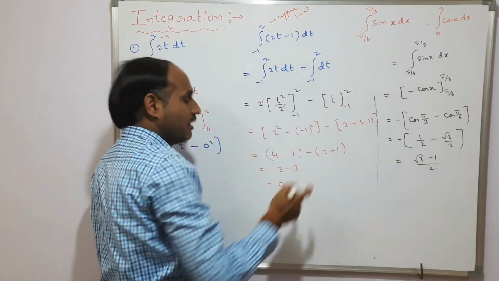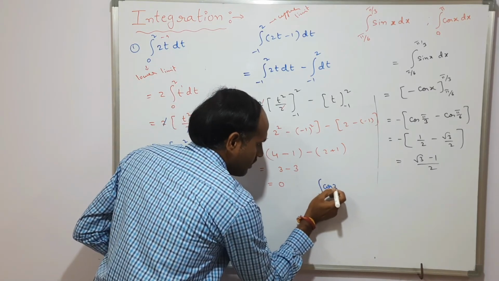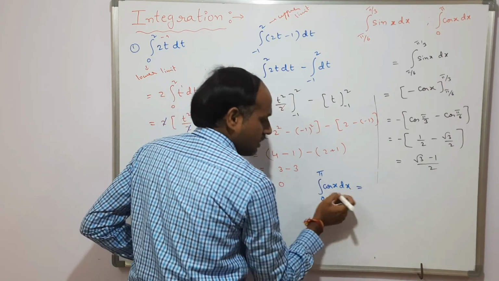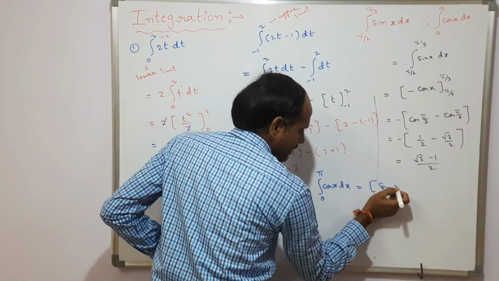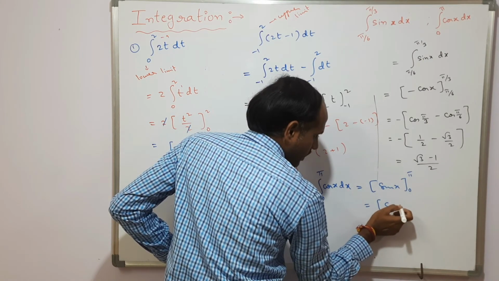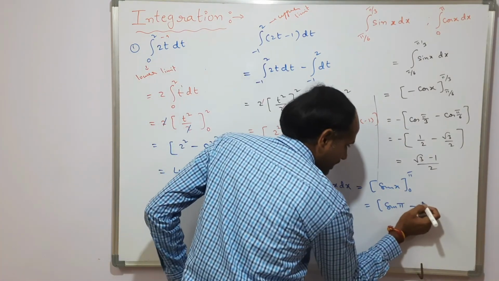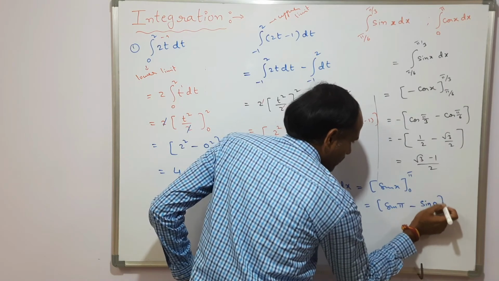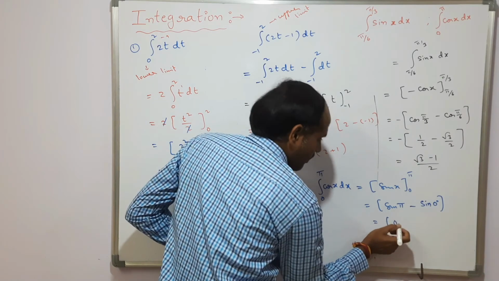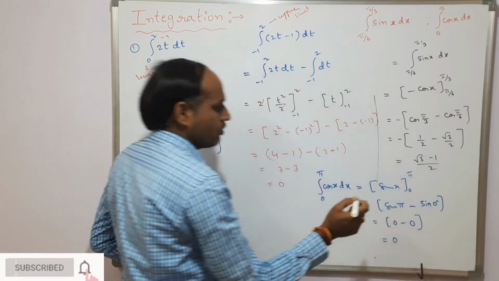Now I am coming to the integral of cos x dx, from 0 to pi, which means 0 degrees to 180 degrees. The integral of cos x dx is sin x with the limits 0 to pi. So upper limit minus lower limit means wherever x is there, you have to substitute pi at that place, minus at the same position of x you need to substitute 0 degrees or 0. Sin 180 is 0, minus sin 0 is also 0. So its value is 0.